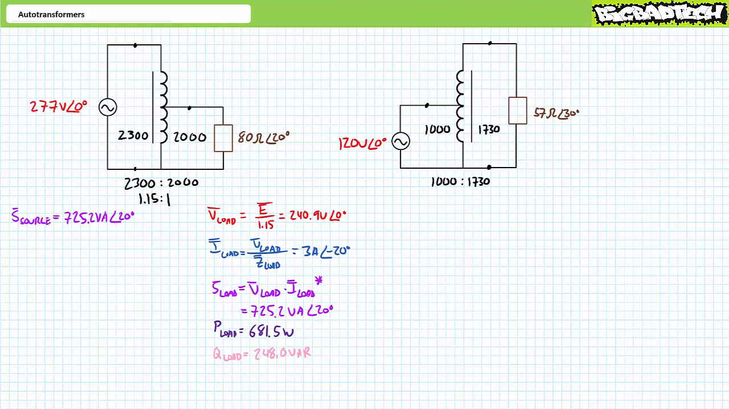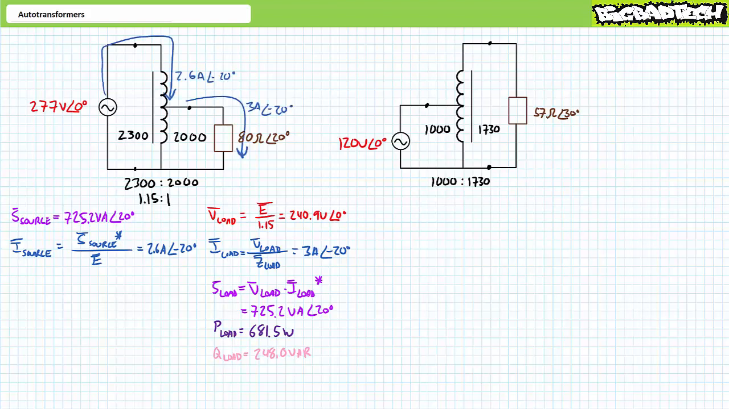Assuming the autotransformer is 100% efficient, we can say the primary input must supply the same amount of apparent power. An algebraic manipulation of the power equation, solving for current, demonstrates the primary input side of the autotransformer must draw roughly 2.6 amps of current at an angle of negative 20 degrees from the 277 volt source.